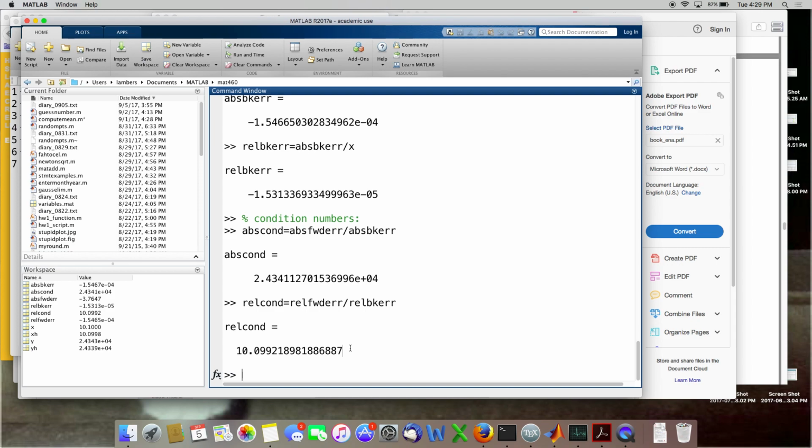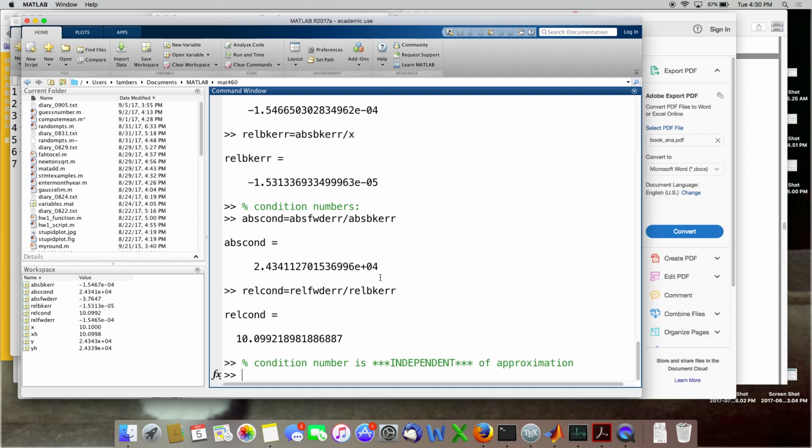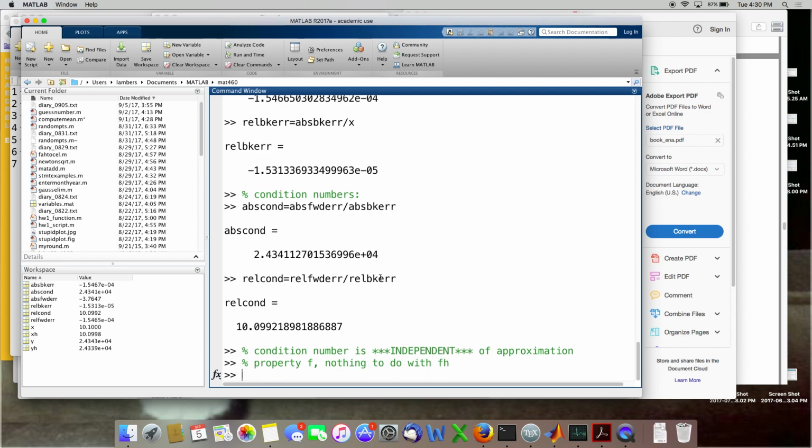Now, and actually, these are much more in line with the analytical formulas for a condition number. But this is close to x, and then this is close to e to the x. So the reason why I make this point is the condition number is independent of the approximation. In other words, it's a property of f, nothing to do with f hat.